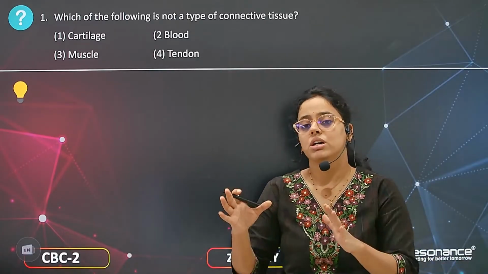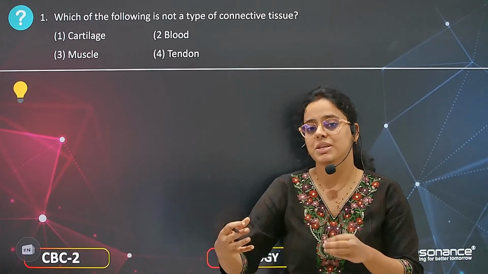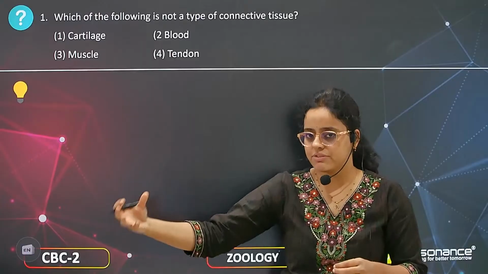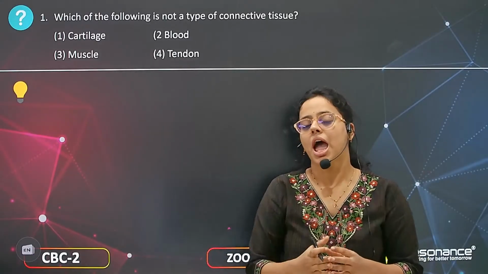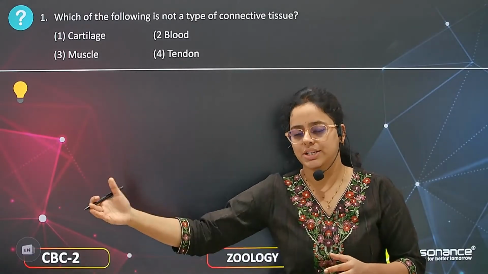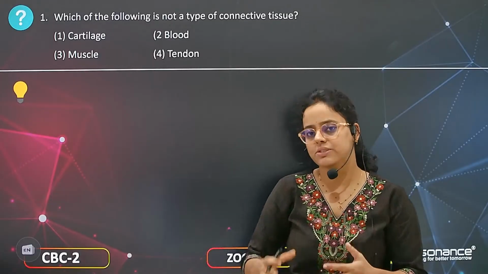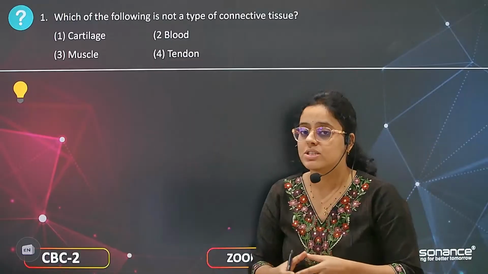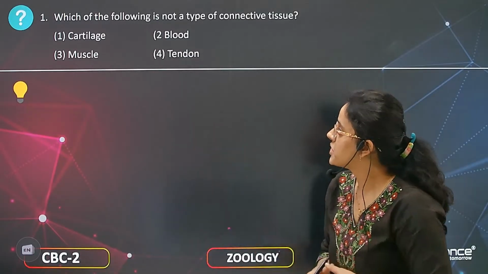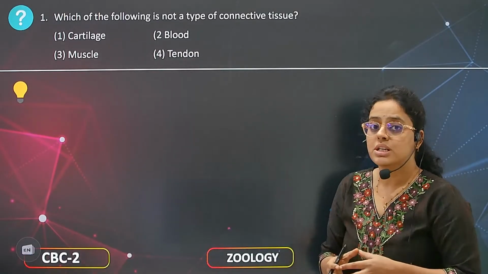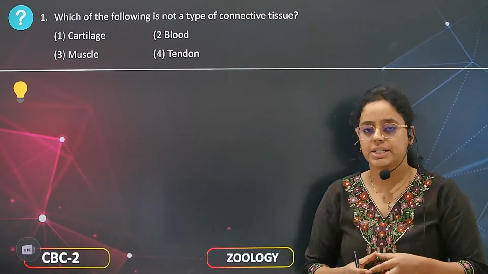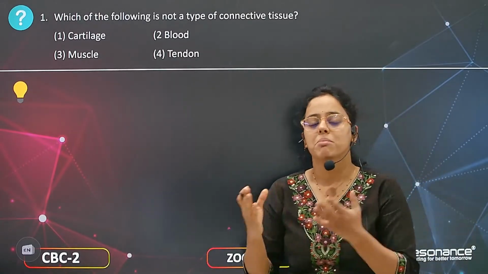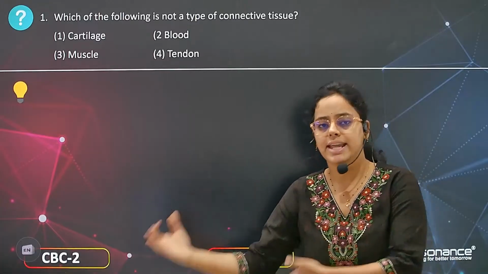We have just had a glimpse of specialized connective tissue, that is blood and bone or cartilage, skeletal connective tissue, which we are going to discuss today. So according to yesterday's session we are going to discuss some concept based questions. Here is our first question: which of the following is not a type of connective tissue? Cartilage, blood, muscle and tendon.